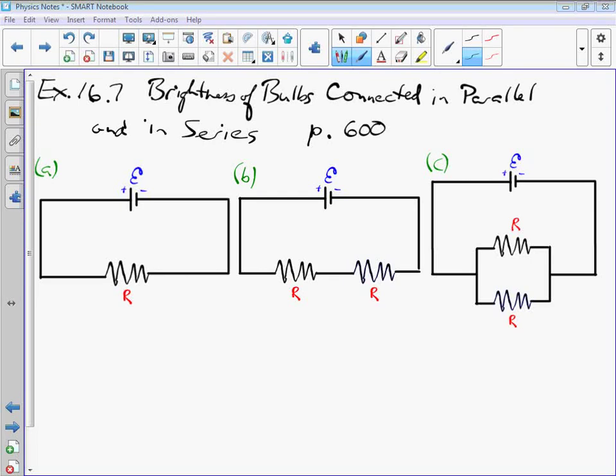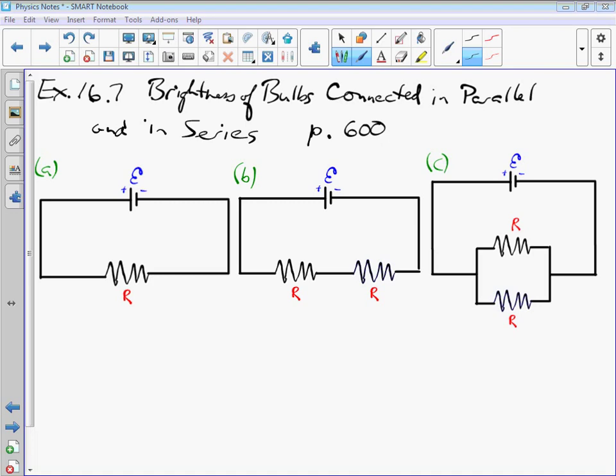Example 16.7, brightness of bulbs connected in parallel and in series, is on page 600. It says, assume that we have a battery and two identical light bulbs, each of resistance R. We connect the bulbs to the battery in three different configurations: one bulb, which is A, two bulbs in series, which is B, or two bulbs in parallel, which is C.